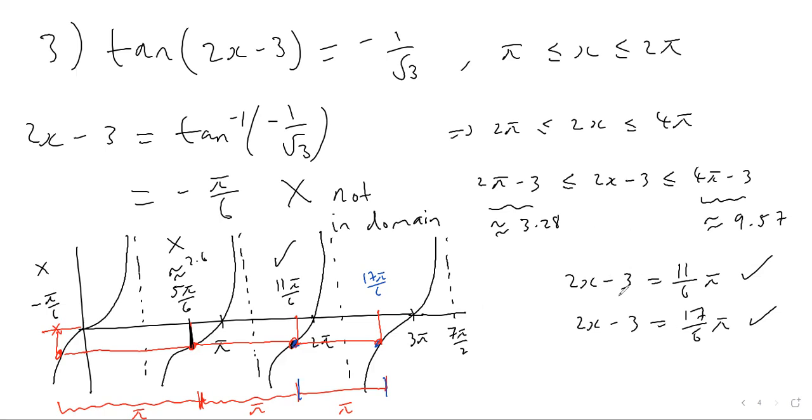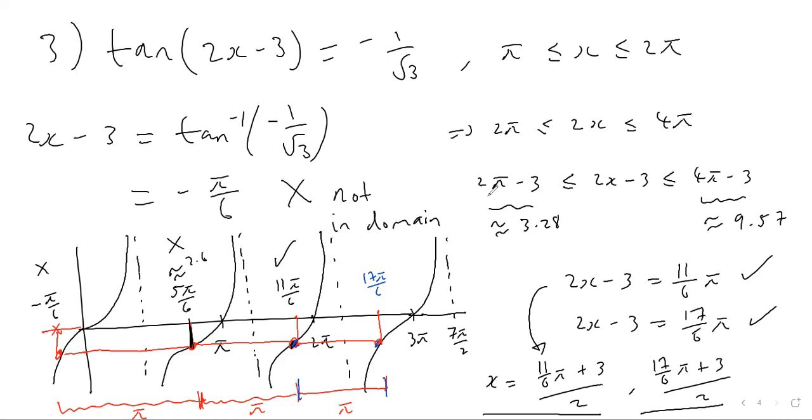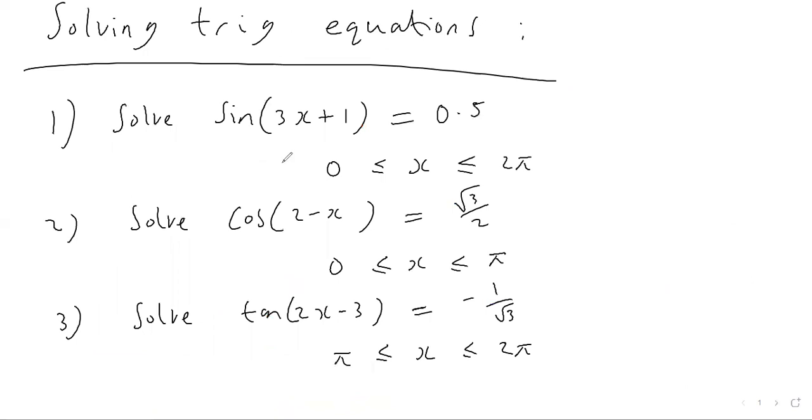We just need to rearrange these to make x the subject of the formula. So with the first one here, you get x equals 11 over 6 pi plus 3, divided by 2. And then the second one, add 3 to both sides, divide by 2, we get 17 over 6 pi plus 3, divided by 2. So we get this solution there and that one there. And these two solutions would solve this equation with this specific domain there. So yeah, that was just a summary of how you can solve trig equations when you've got linear functions of x within these trig functions.